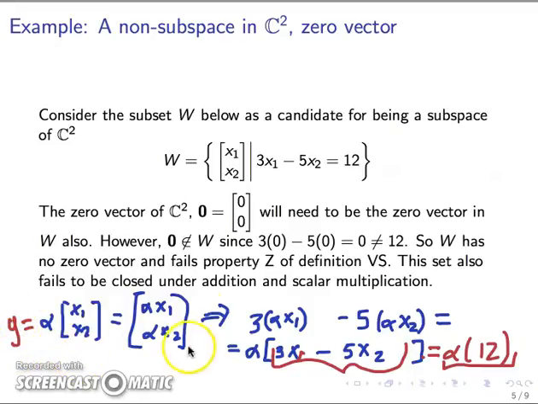the way of thinking of this is that alpha times (x1, x2) is equal to a vector y, and we want to verify: is y in W? The only way that y is in W is if 3y1, being 3 alpha x1, minus 5 y2, being 5 alpha x2, is exactly equal to 12. That's the definition of being in W. That doesn't happen here. Here you're getting 12 alpha. Therefore, this set regretfully fails to pass the test of being a subspace.